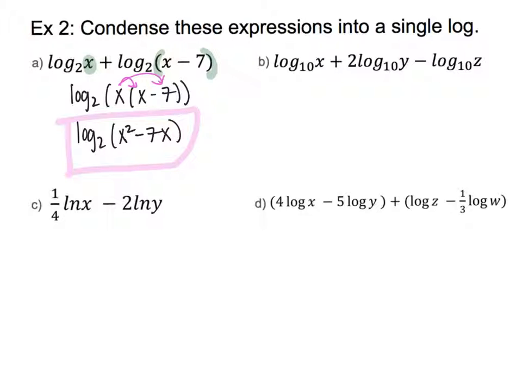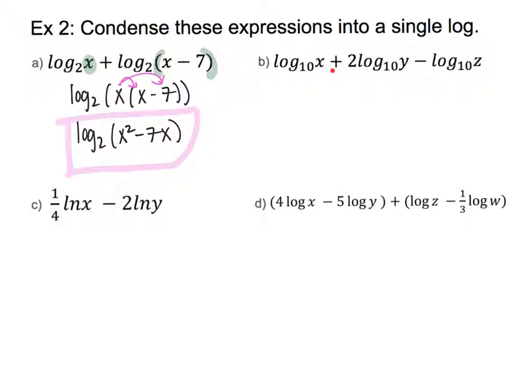So for B, you'll notice that there are 3 logs to deal with now. So instead of dealing with all the logs all at once, I recommend take 2 of them first and try to join or condense them first and then bring in the other logs. So I'm going to first just pay attention to these 2.